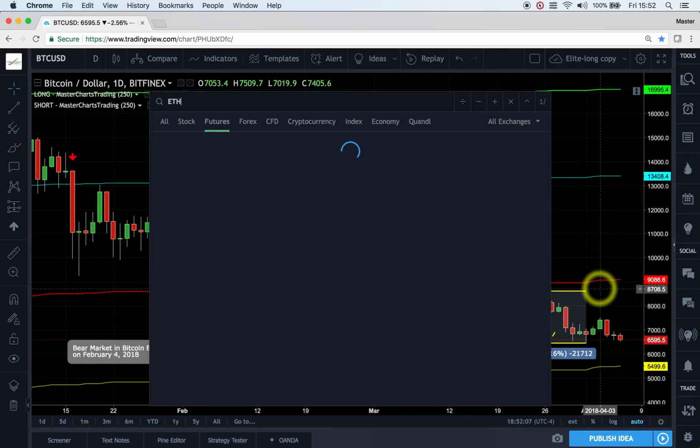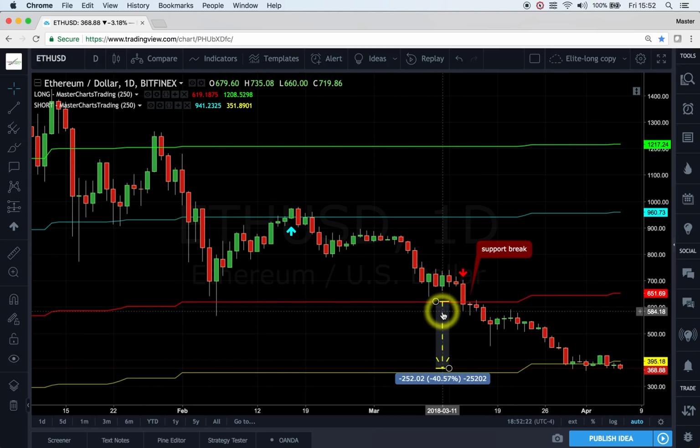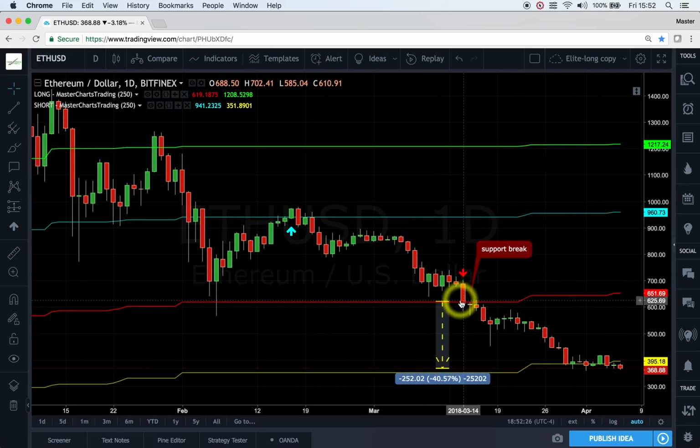ETH, Ethereum versus US dollar, same thing. Basically a bearish security. You can see a support break on the 14th of March, and then you can short immediately with a very nice 40% gain if you did that, because it dropped from 651 to like 368.